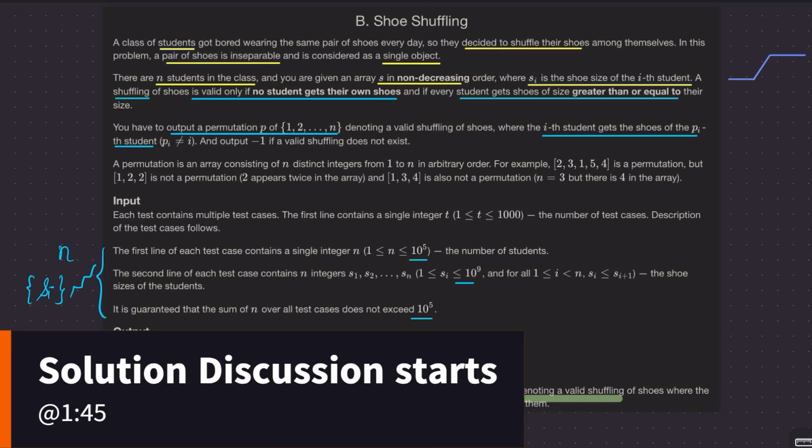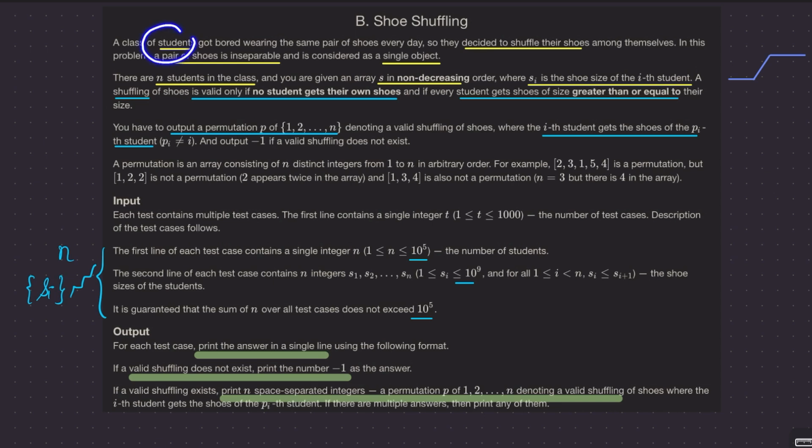Welcome back everyone. Let's solve this question, shoe shuffling. I'll quickly summarize the question for you. You have a class of students and they decided to shuffle their shoes among themselves. The important thing here is that a pair of shoes is inseparable. That is considered as a single object.